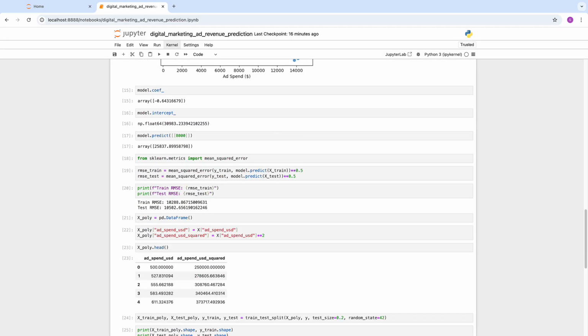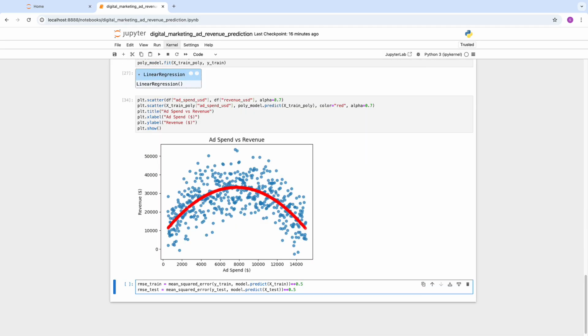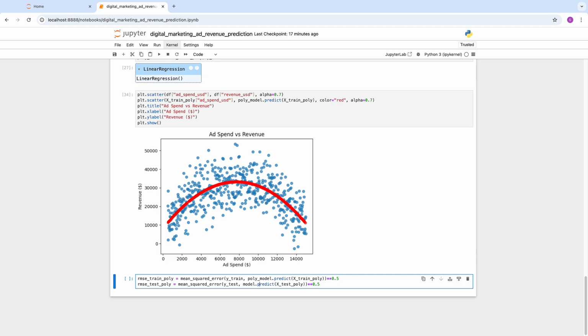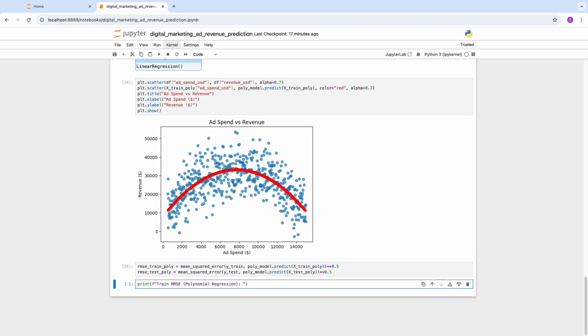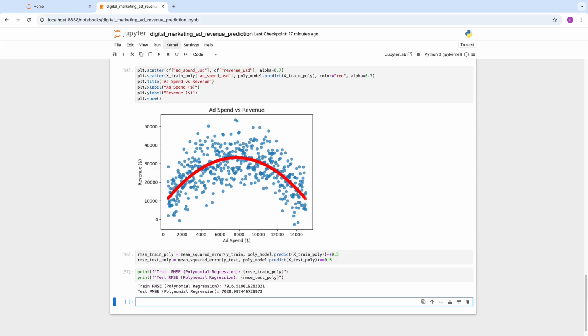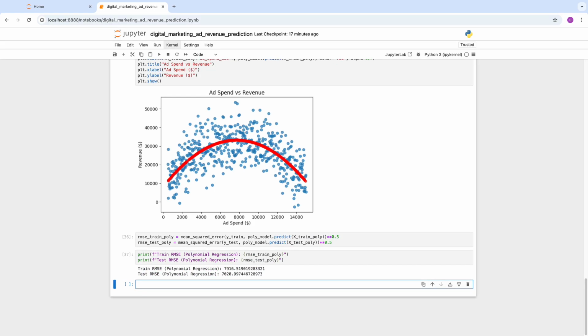Let's evaluate our polynomial regression model the same way we did before using RMSE. I'll calculate the RMSE on the training set by comparing the actual revenue values against the model's predictions, and also do the same for the test set. So here are the results. Train RMSE is about 7,916 and the test RMSE is about 7,029. Both are significantly lower than the errors we saw with the linear regression model, which were about 10,000.